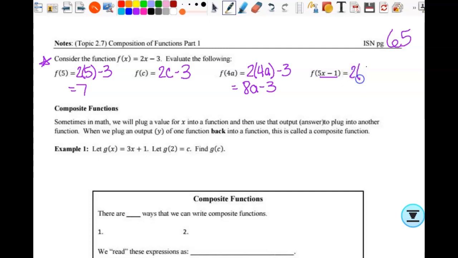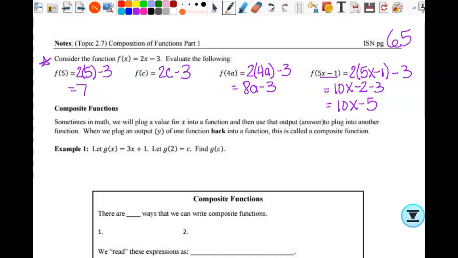So 2 times (5x minus 1) minus 3. And that's going to give me 10x. And I cannot do -1 minus 3 is not -4, right? This is -2 and then minus 3. So that gives me 10x minus 5. Okay. Any questions at this point? We good? Super easy, right?